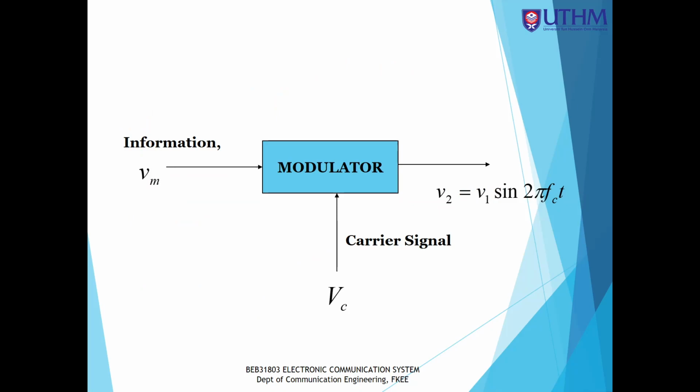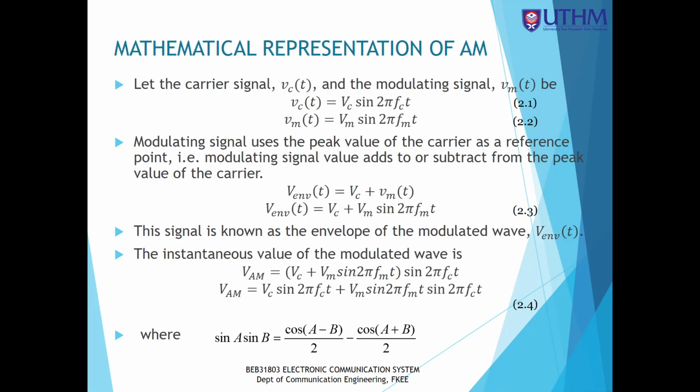Okay, so this is the modulator block diagram. We have the input and we have the carrier signal, and it produces AM at the output. So this is the equation. Don't worry, this is simple. This is not complex engineering maths. The calculation only involves trigonometry.